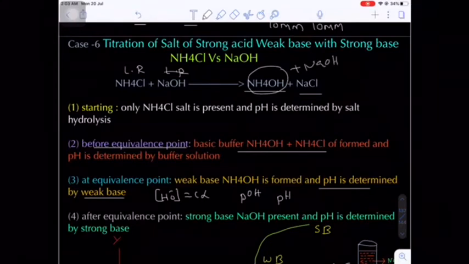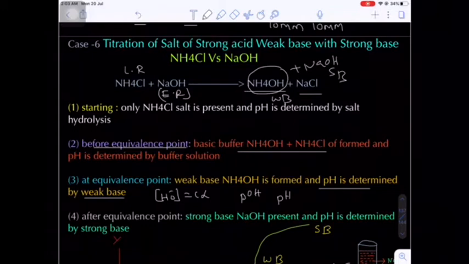Now after the equivalence point, what happens? You have NH4OH, and NaOH is also present, because now NaOH will be in excess. Now in the beaker we have two bases. Number 1 NH4OH, number 2 NaOH. NaOH is a strong base.